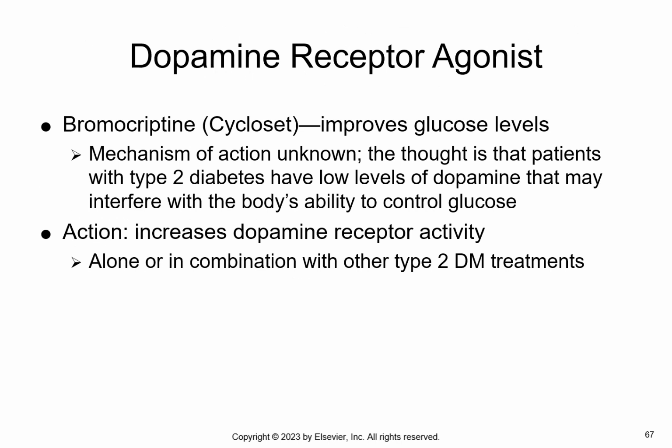Dopamine receptor agonist. Bromocriptine, Cycloset, is a dopamine receptor agonist that improves glucose level. The mechanism of action is unknown. We think people with type 2 diabetes have low dopamine levels in the morning. These low levels may interfere with their body's ability to control glucose. Bromocriptine increases dopamine receptor activity. It can be used alone or with another type of type 2 diabetes treatment.